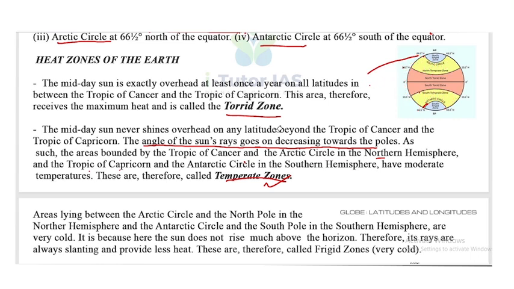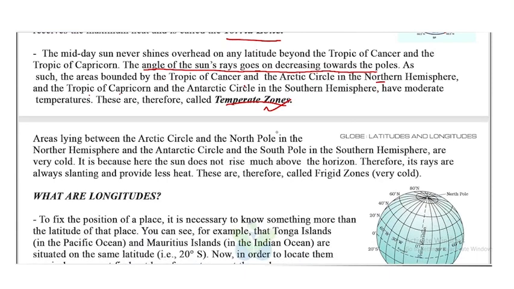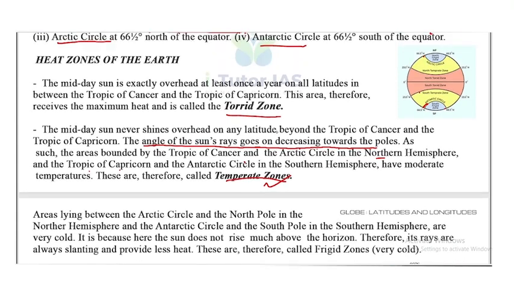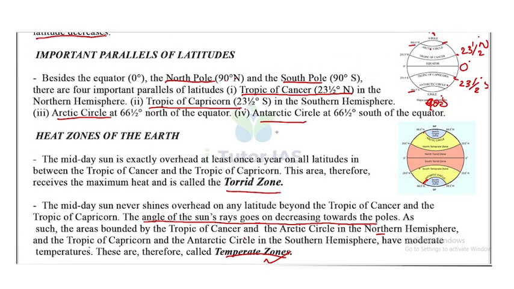look at the last zone, that is called frigid zone. Okay, as the name mentioned, it's also freezing. The area is very freezing because of the low amount of sun rays. Areas lying between the Arctic Circle and the North Pole in the Northern Hemisphere and Antarctic Circle and the South Pole in the Southern Hemisphere are very cold. This blue area is very cold.